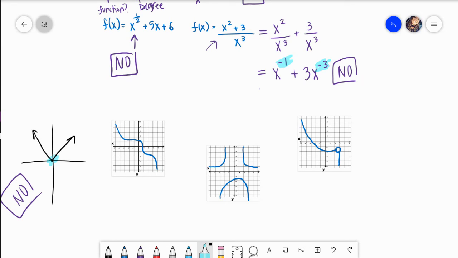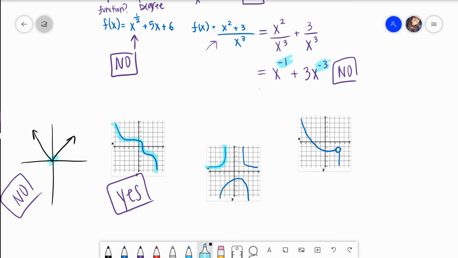Okay, and then let's look at this first one. If I put my pencil on this graph and I draw it, never do I need to pick up my pencil, and never did I actually trace any sharp edges. Therefore, it's smooth and there's continuity, which means yes, it is.